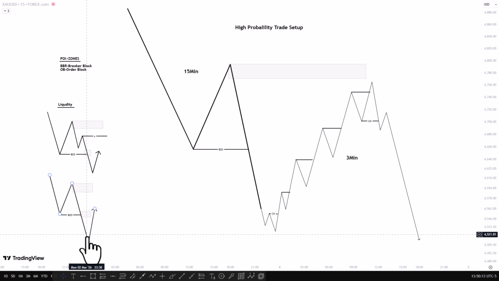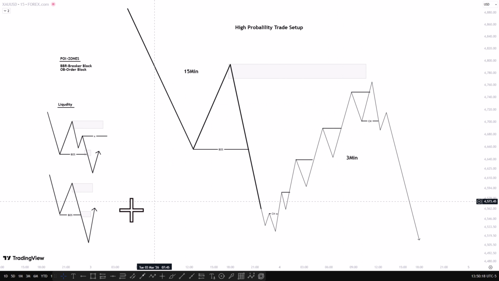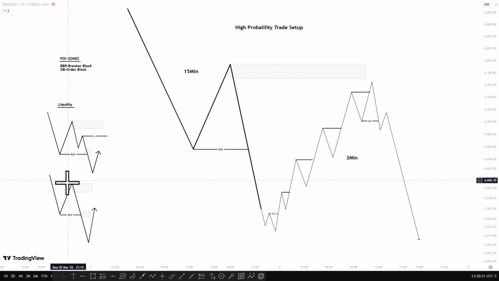And the second aspect is this, which is we see that we have a break of structure. Like I've said, this is the left side and it's the same thing as this. And also this is the right side and it's the same thing as this. Now we see a break of structure and we have our order block and breaker block. But here we don't have liquidity. There is no engineered liquidity. There is no swing high.